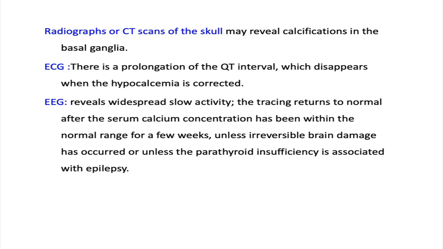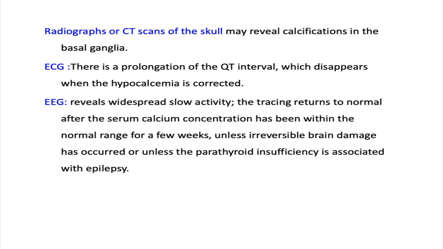EEG, this is very important. It reveals widespread slow activity. The tracing returns to normal after the serum calcium concentration has been within the normal range for a few weeks, unless irreversible brain damage has occurred or unless the parathyroid insufficiency is associated with epilepsy. So it returns back to normal.